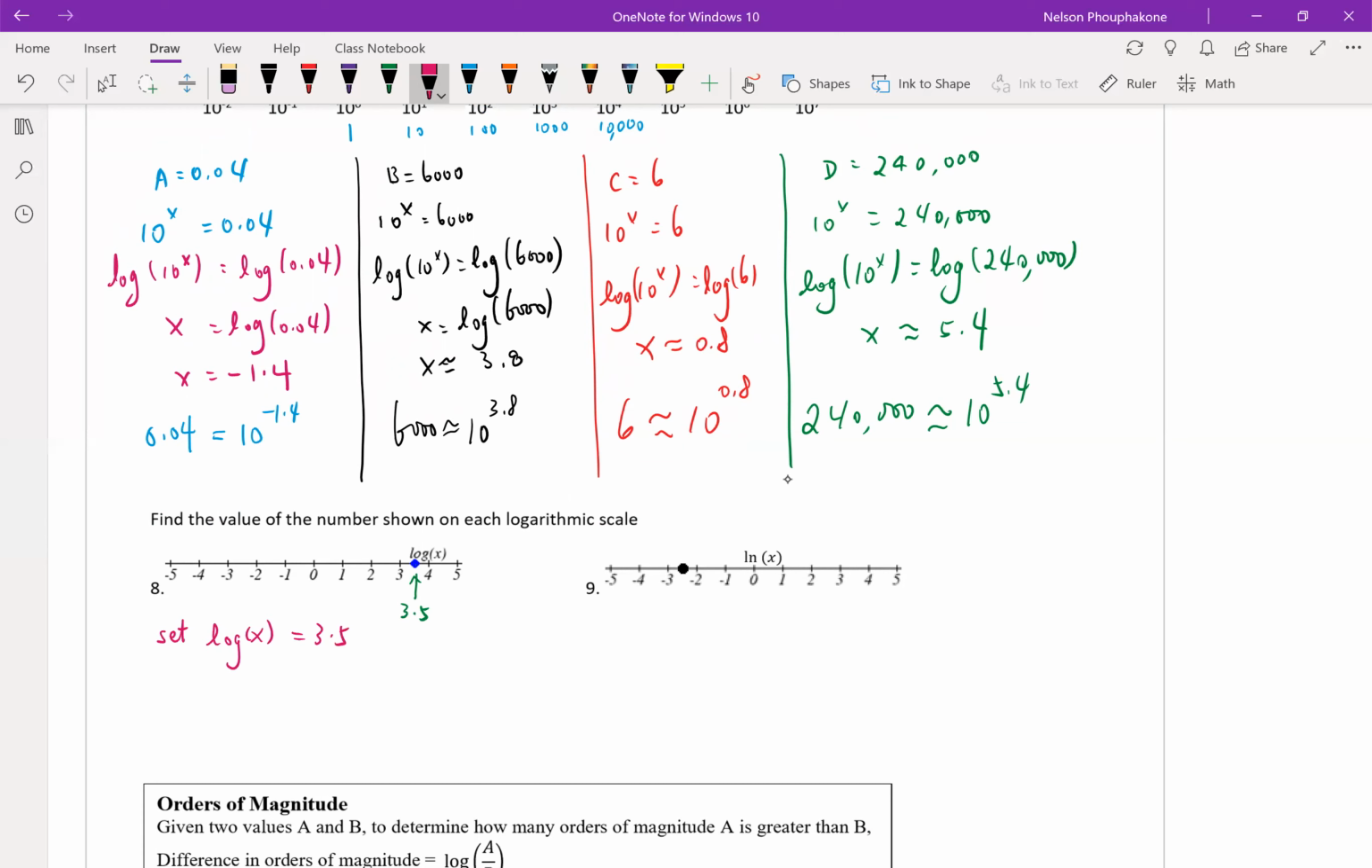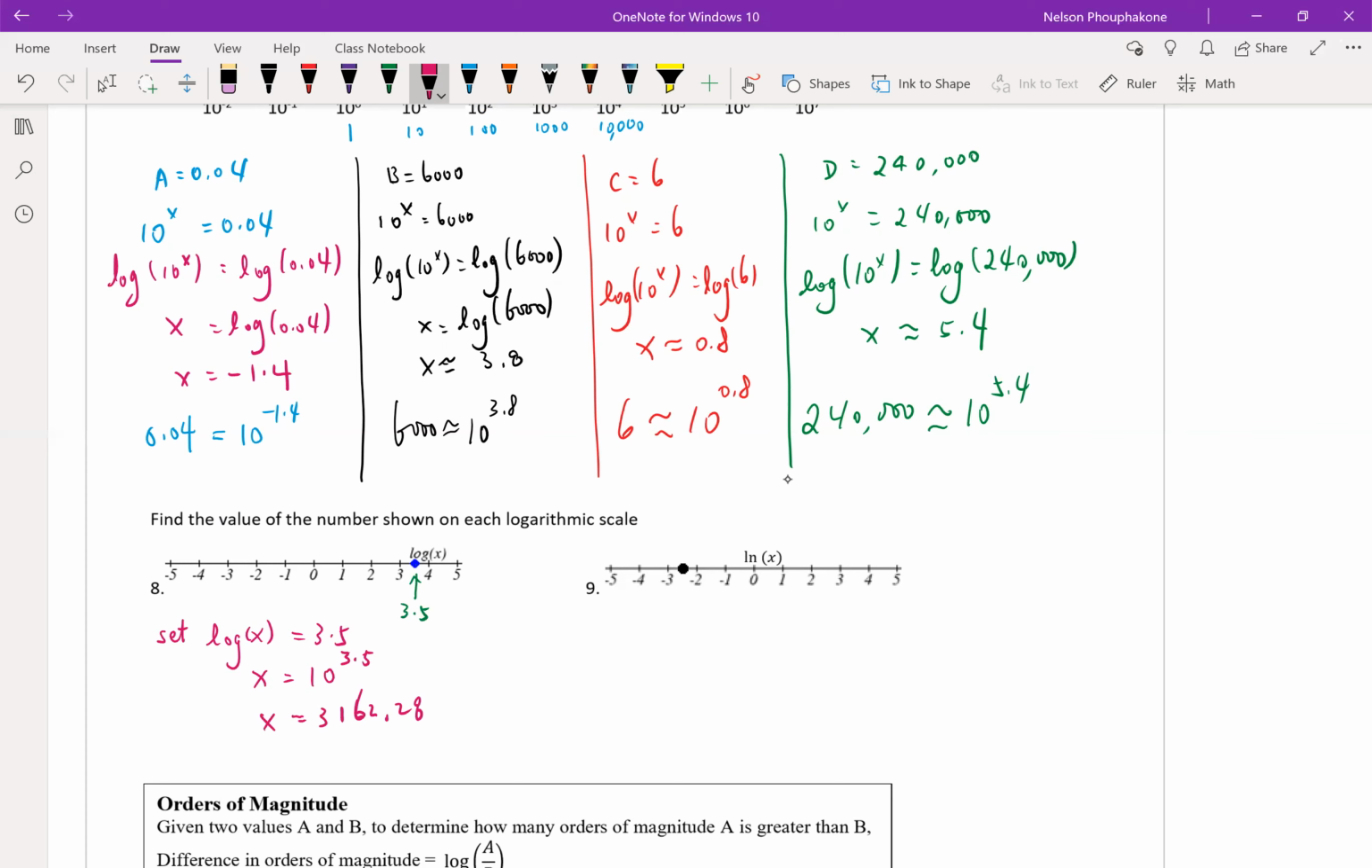And of course, we know that here the base is 10. So we could rewrite this into exponential form. It's 10 to the power of 3.5. Then if you use your calculator, you will find out that 10 to the 3.5 is about 3,162.28. So in this case, x is equal to 3,162.28. Okay, so now it is your turn.